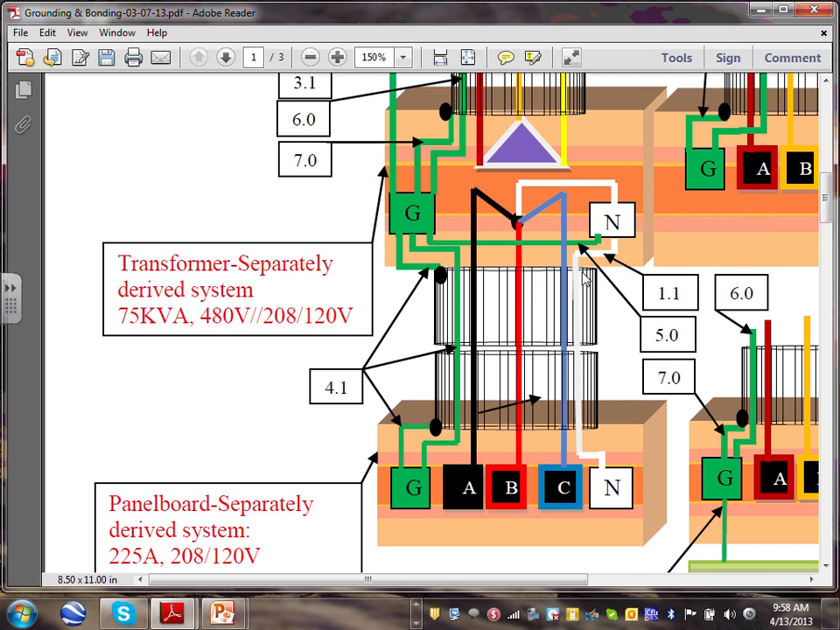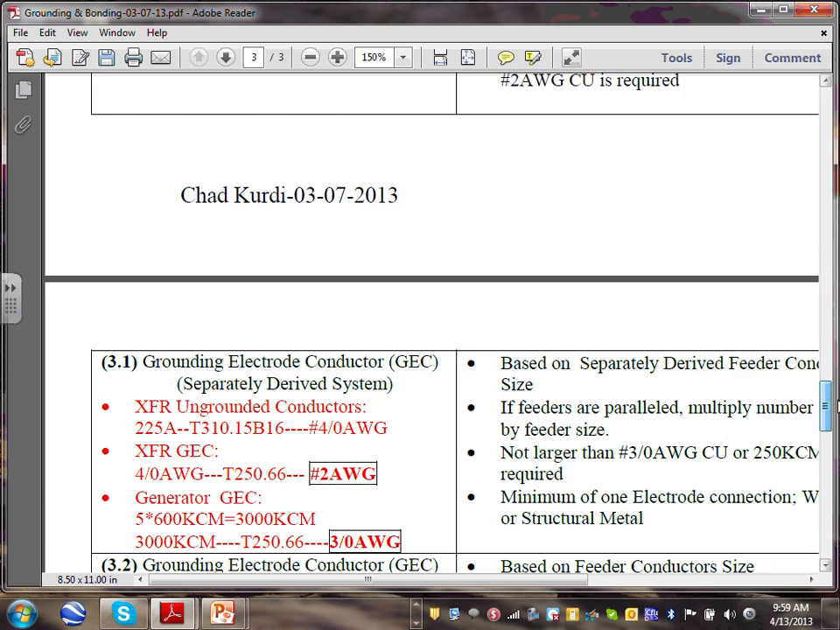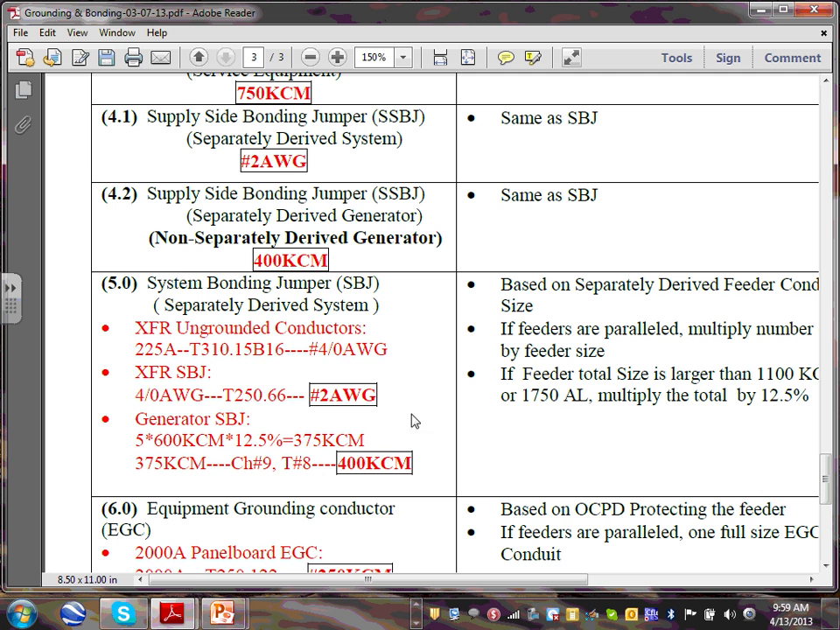Then I'm going to go size number 5, guys, which is not the main bonding jumper. This is the system bonding jumper. Let's just go directly to number 5. The system bonding jumper for a separately derived system, please just pay attention to the transformer, XFR, the transformer ungrounded conductor, 225, 4-aught. The system bonding jumper, you take the 4-aught to 250.66, gets you number 2.